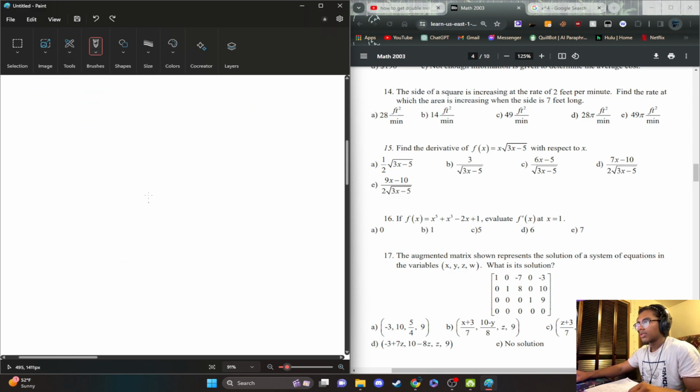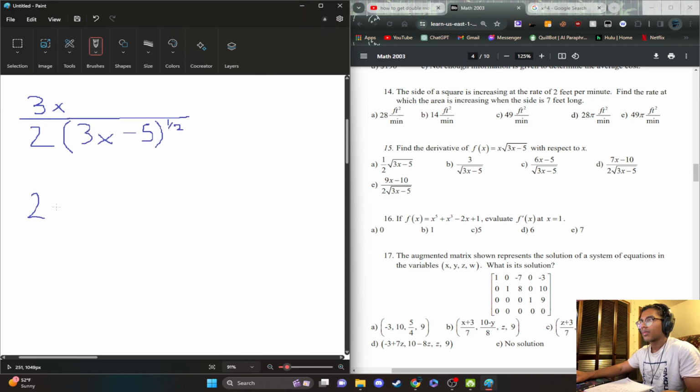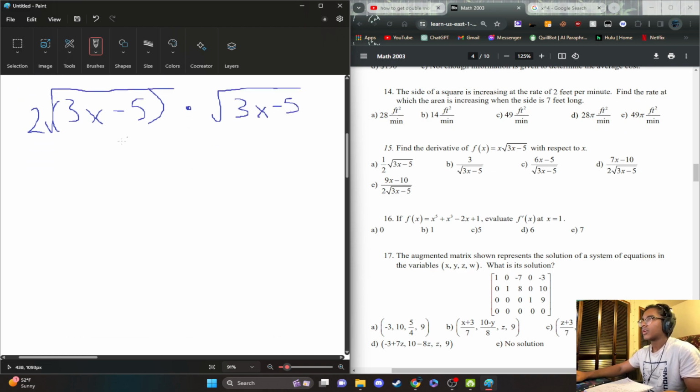So let's do this. Solve it out. So you have 3x minus 5. Let's just put it in square root form so it's less confusing, multiplied by 3x minus 5. So to solve it, these 2 square roots are going to give you the full form, so it's going to get rid of the square root. So you're going to get that, and 2 times this.